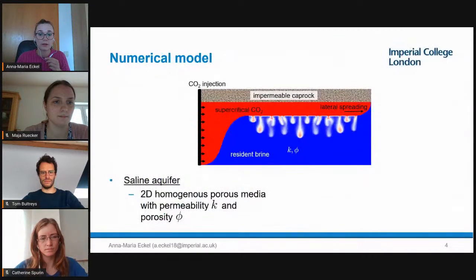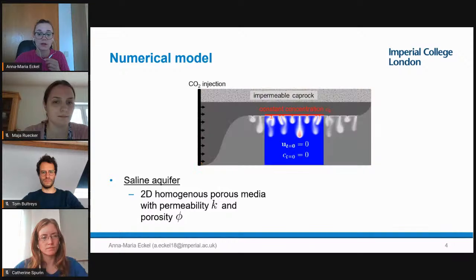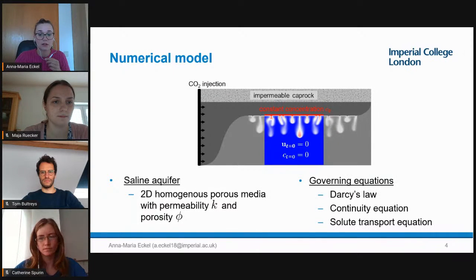In the numerical model, the saline aquifer is represented by a two-dimensional porous media, and we reduce the domain of interest and impose a constant concentration at the top boundary. Initially, the fluid is motionless and no solute is present. The governing equations are Darcy's law, the continuity equation, and the solute transport equation.